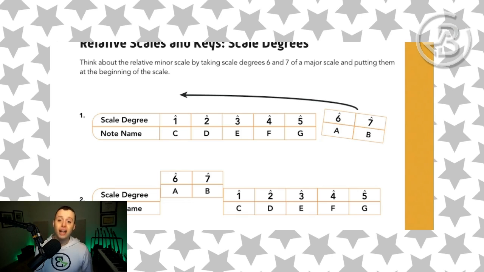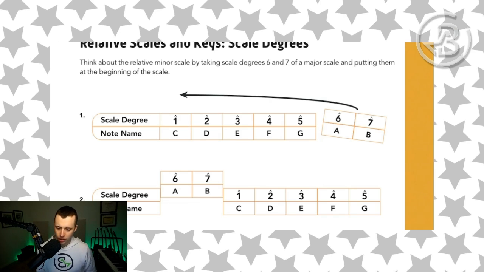Remember, to find the natural minor, we count up to scale degree 6 in a major scale, and then we just start on scale degree 6. Whoop, scale degree 6 becomes scale degree 1, and then we just say all the note names for the major scale starting on scale degree 6 going up 1 octave.